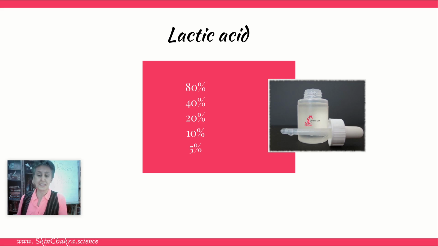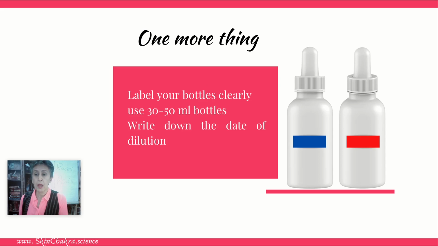By having these stock solutions at hand, you can easily increase or decrease the pH of your products without wasting too much time. Label your bottles very clearly. If you want, you can label them in blue and red or distinguishing colors so that you don't accidentally swap them, and write down the date of the dilution. So if you want to be very exact, after 3 weeks you can discard the contents and then prepare new solutions.